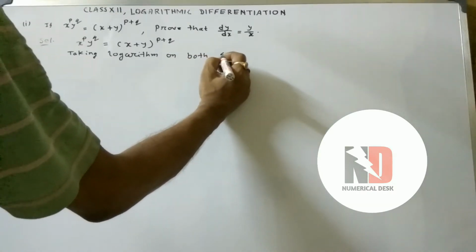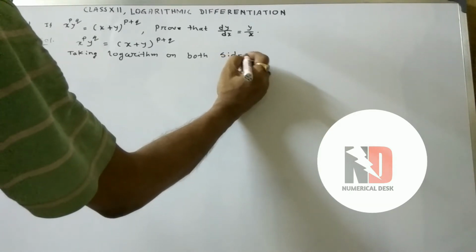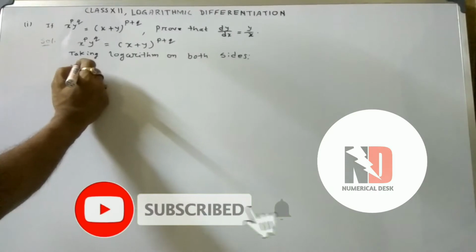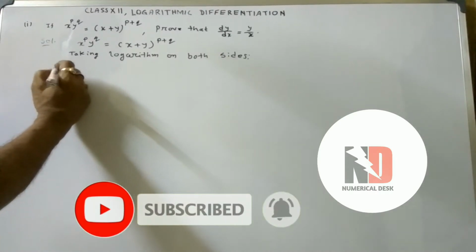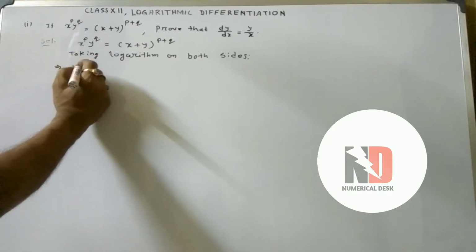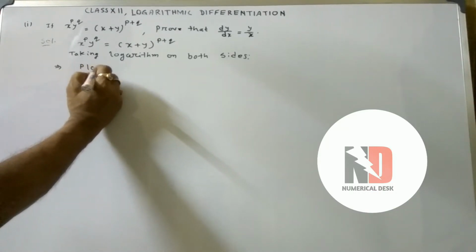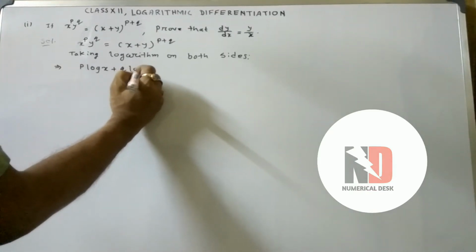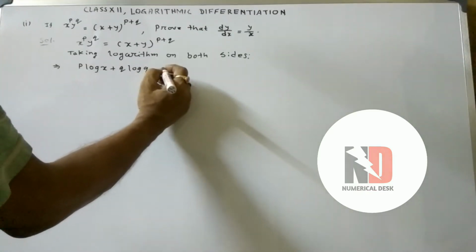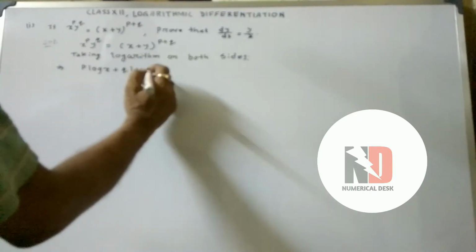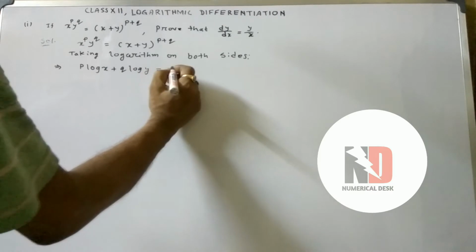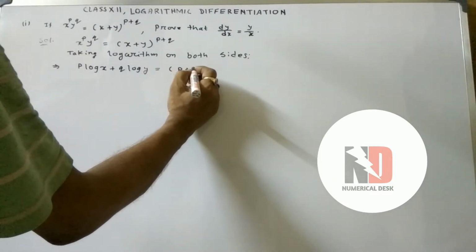let us take the logarithm. Taking logarithm on both sides. Whenever these sums are in terms of exponent or exponential form, always take the logarithm on both sides, so that the sum will be subject to differentiation.